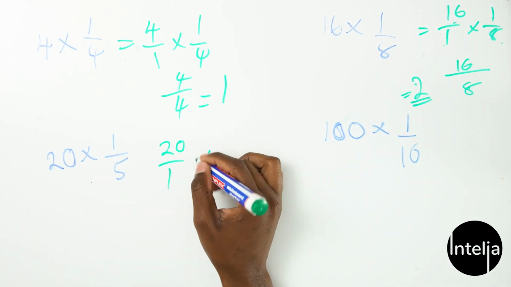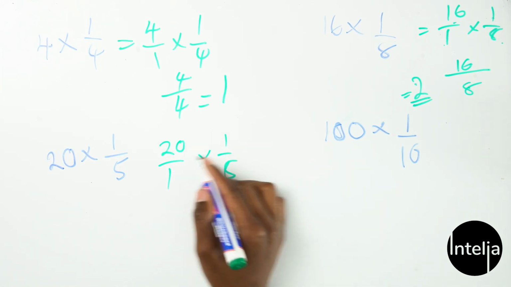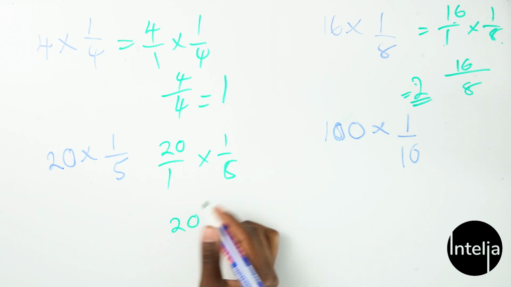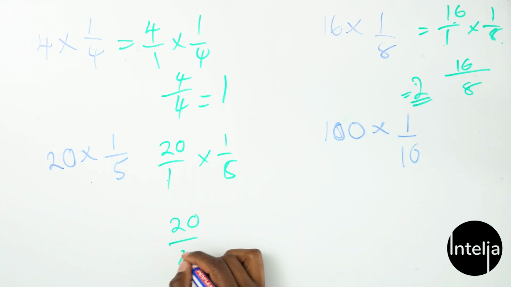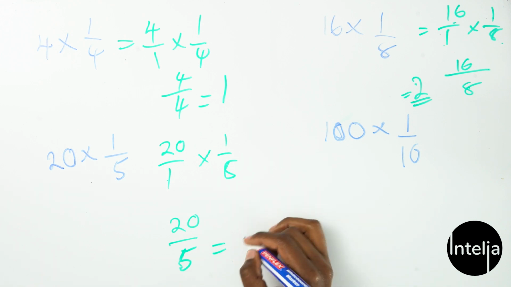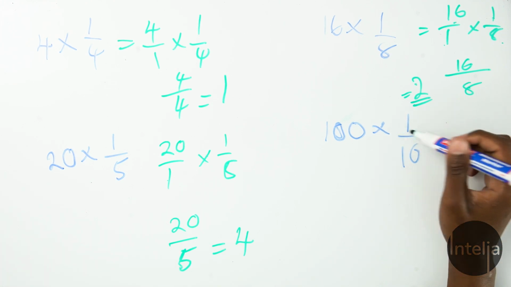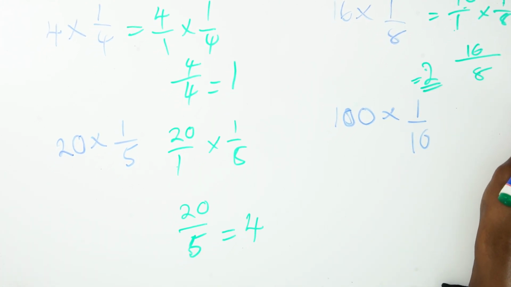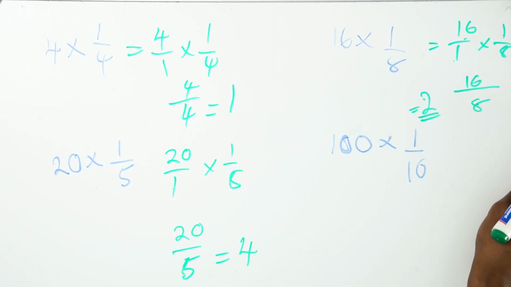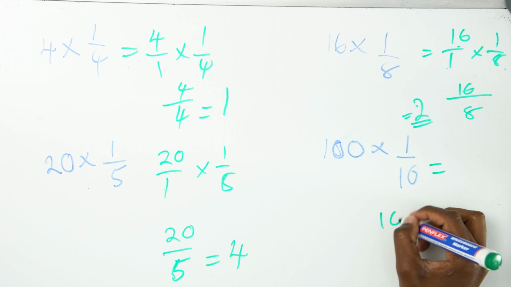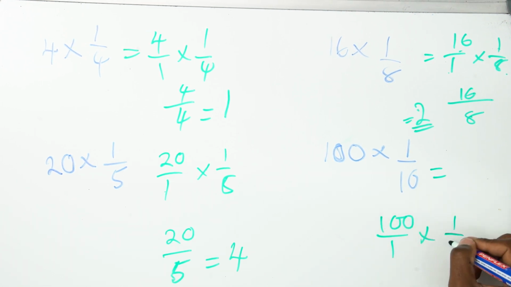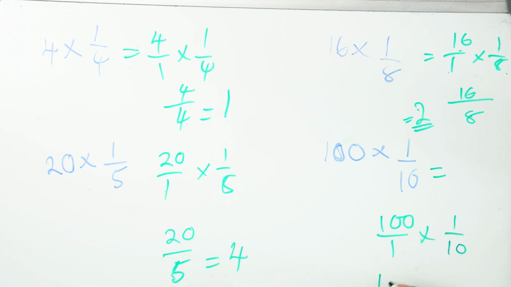Then 20 times 1 over 5. 20 over 1 times 1 over 5. Then 20 times 1, that's 20. 1 times 5, that's 5. 5 into 20, that's 4. And then 100 times 1 over 10 is equals to 100 over 1 times 1 over 10. And then 100 times 1, that's 100 over 10 times 1, that's 10. 10 into 100, that's 10. And your answer is 10.